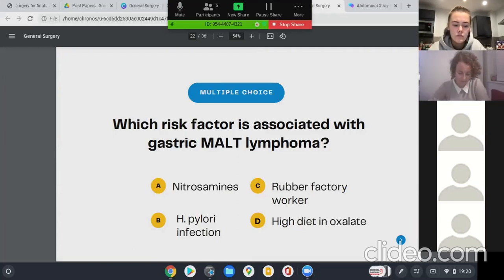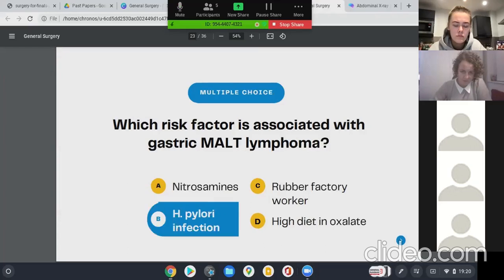Don't worry if not. So the actual answer is H. pylori infection. H. pylori has quite a good association with this particular kind of cancer, but there is a loose association with other kinds of gastric cancer. For our learning, nitrosamines are associated with esophageal cancer.